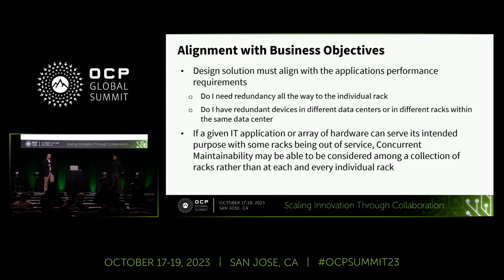One of the things that we'll be talking about in the white paper is the importance of aligning your cooling system design with the IT objectives, right? There's more than one way to be concurrently maintainable. It's not a prescriptive outcome. There's multiple ways to achieve that.